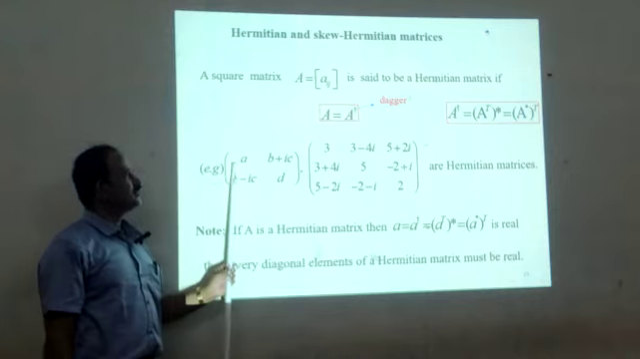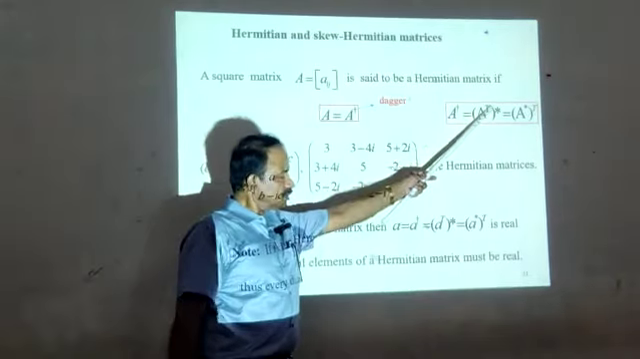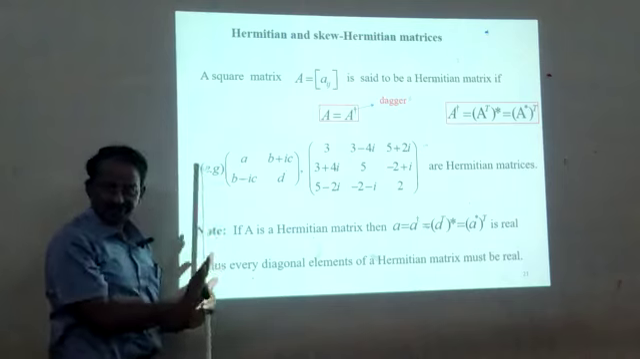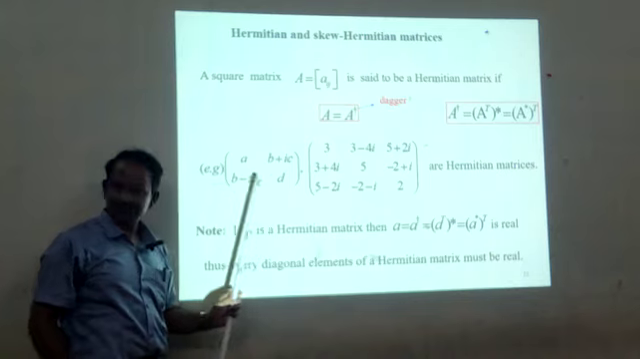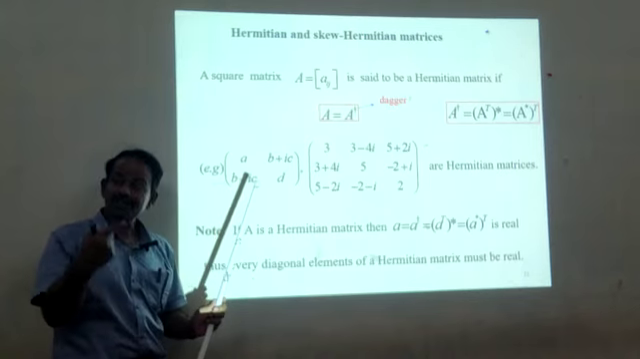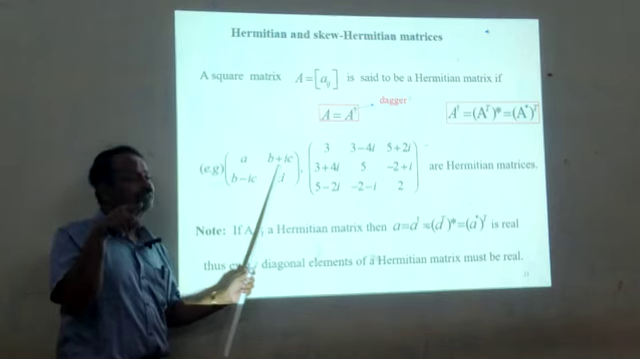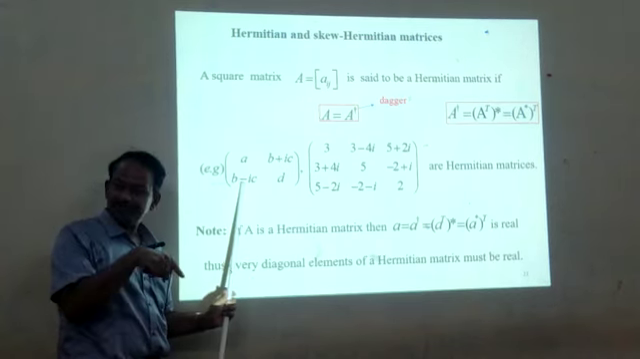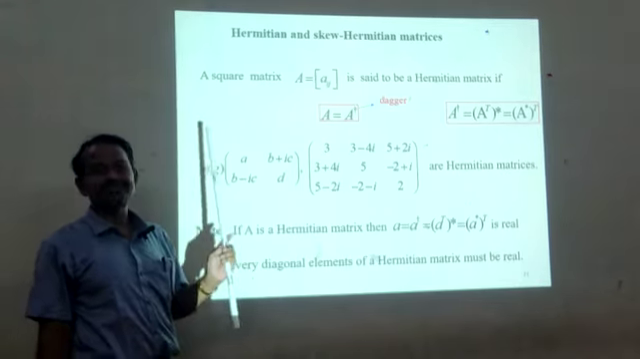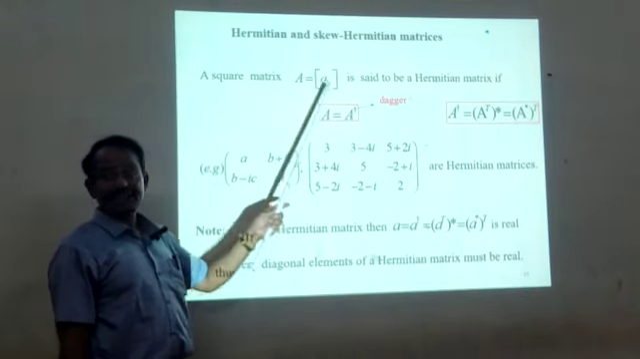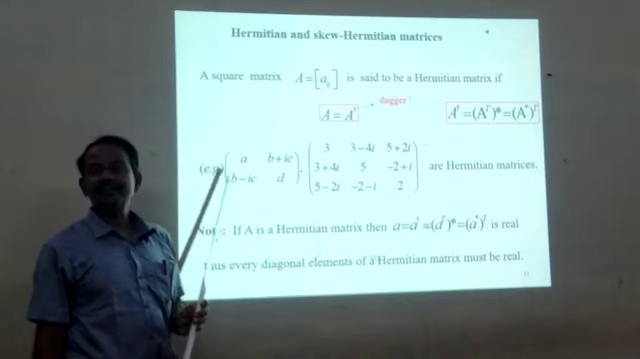I repeat. This is a 2 by 2 matrix. You change the rows into columns. Transpose means rows into columns. So a stays like this, b minus ic will come here, b plus ic will come here, and you have d. So we have done the transpose. Now you take the complex conjugate. What is the complex conjugate of b minus ic? b plus ic. What is the complex conjugate of b plus ic? b minus ic. See, the original matrix. So it means A equals A dagger. This is a Hermitian matrix. If A equals A dagger, with dagger defined as given, they are called Hermitian matrices.